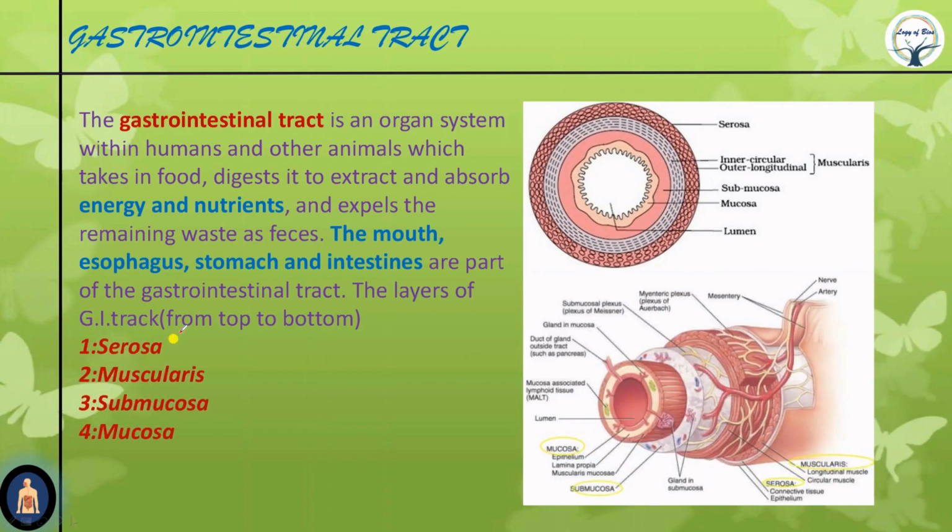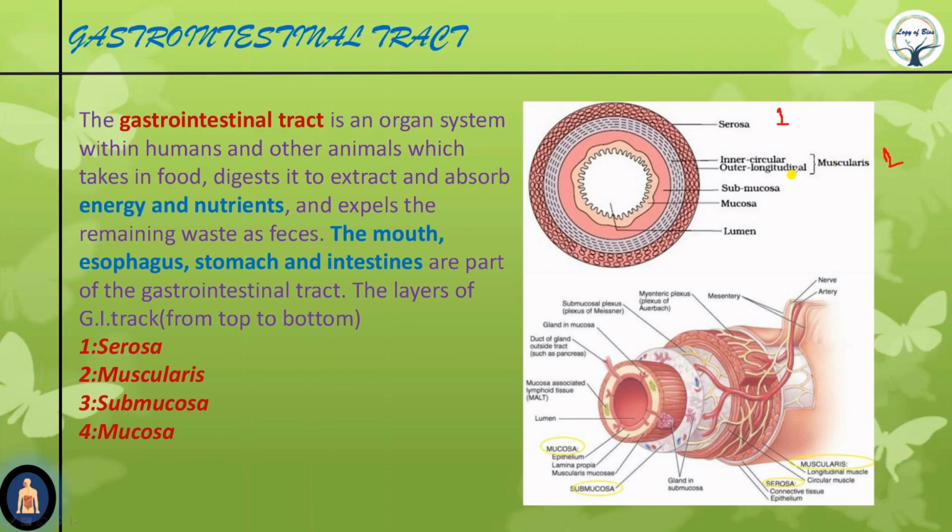get these four layers. First one is the serosa or visceral peritoneum. Serosa is the peritoneum, the first layer outside. Okay, serosa. Next is the muscularis layer. Serosa was the first one, and second is muscularis.